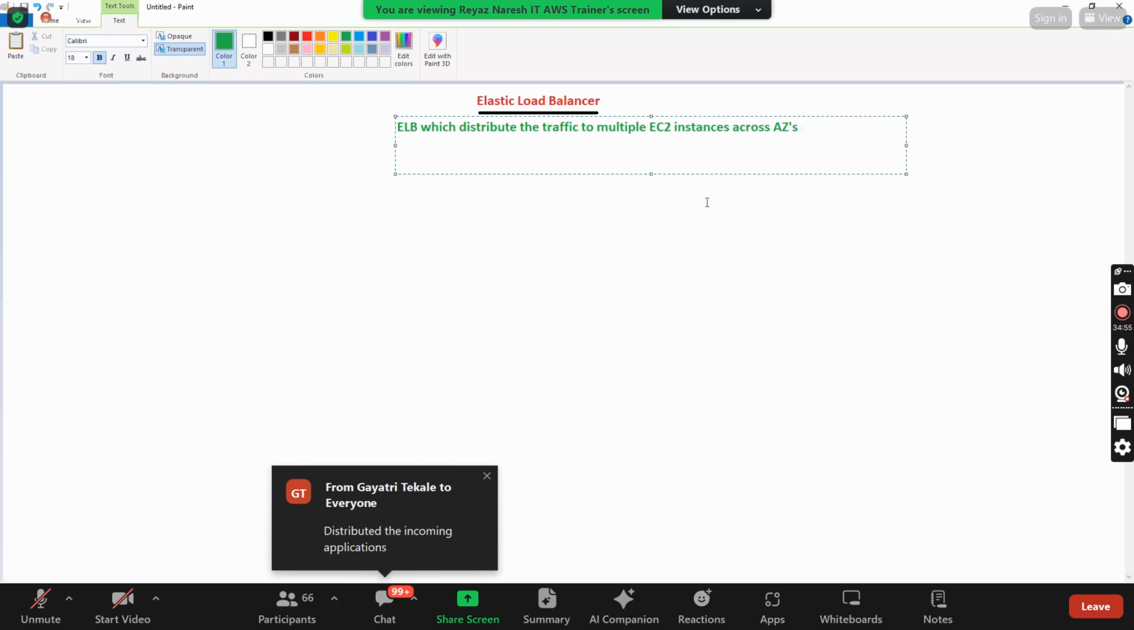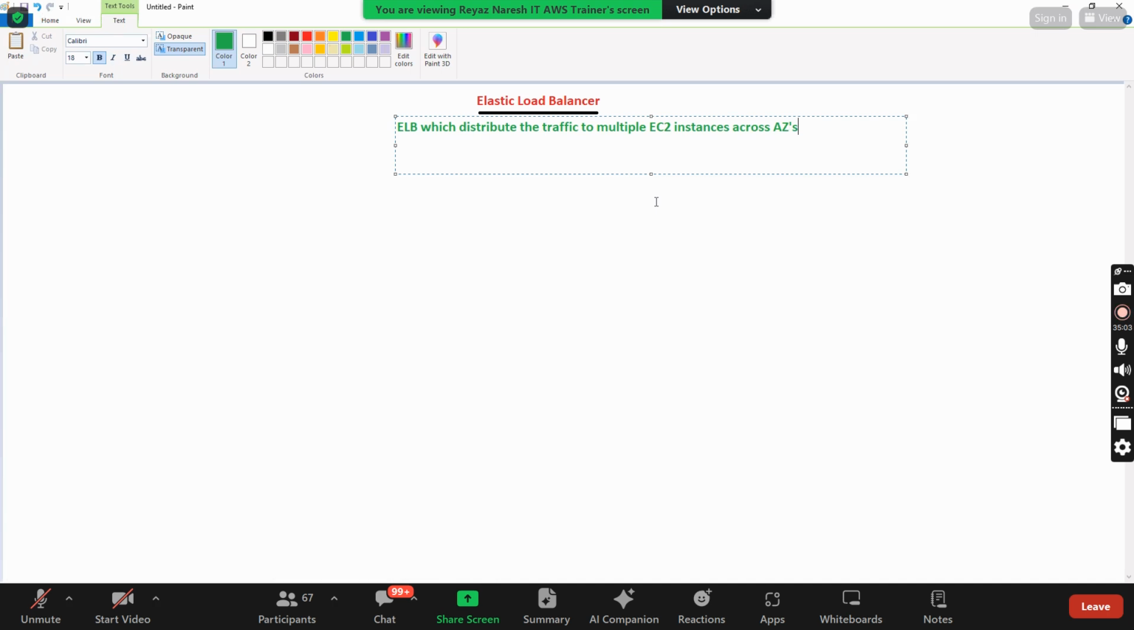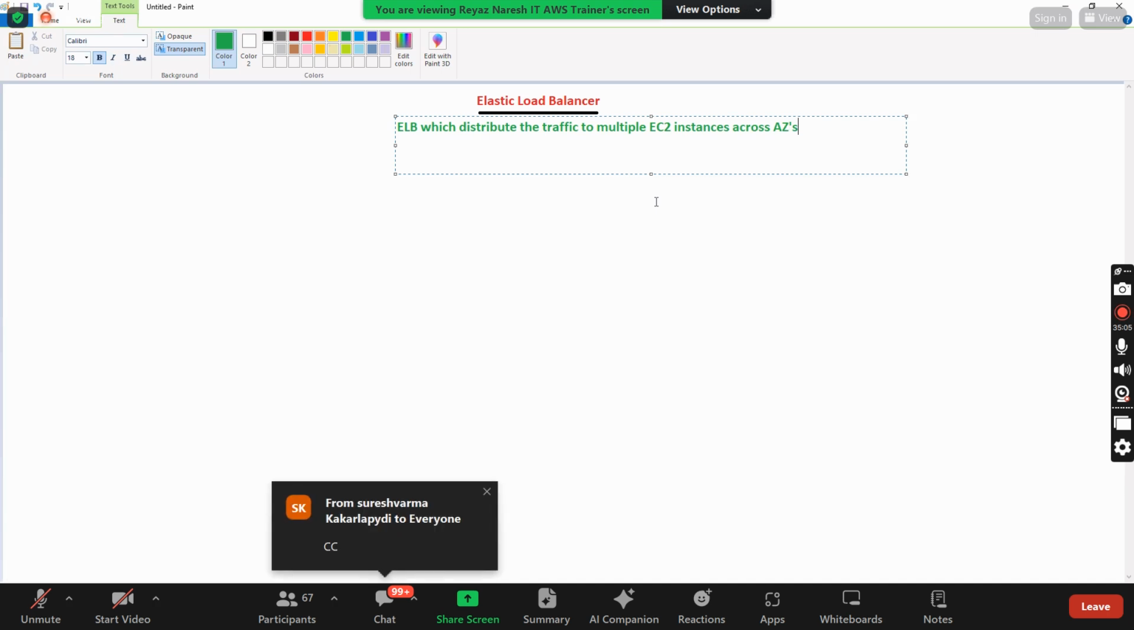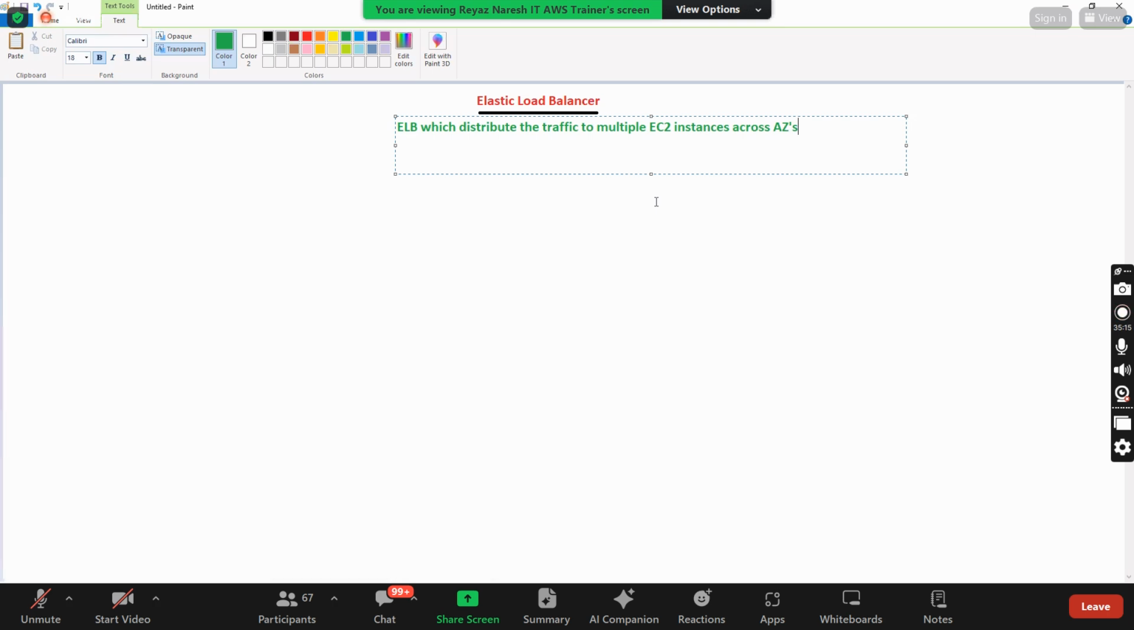I would suggest to use the same definition. Whenever someone asks what is a load balancer, if you say this, you won't have any other questions, right? Don't say something else. It's very simple, no? ELB distributes the traffic to multiple EC2 instances across availability zones. Simple as that.